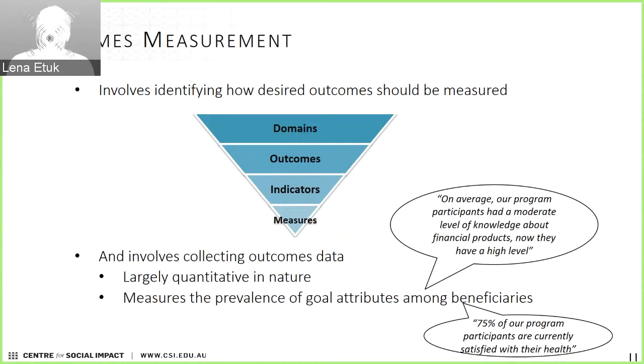But the other outcomes measure is about articulating the prevalence of a particular attribute. So it's 75% of the participants are satisfied with X. Both of those are outcomes measures, and both of them are completely valid in this context. It really just depends on what you're interested in measuring and what you need to measure.